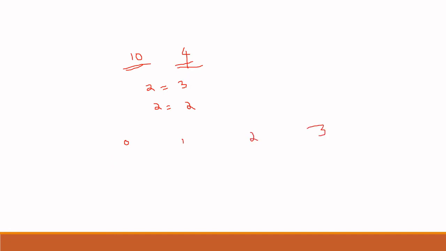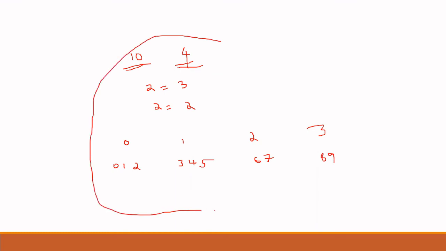So thread 0 will get the first 3 loop iterations, the loop iterations 0, 1, and 2. Thread 1 will get the next 3 loop iterations, which are 3, 4, and 5. Again, thread 2 will get 2 loop iterations, and thread 3 will get the rest of the loop iterations. So this is the evaluation of our results.